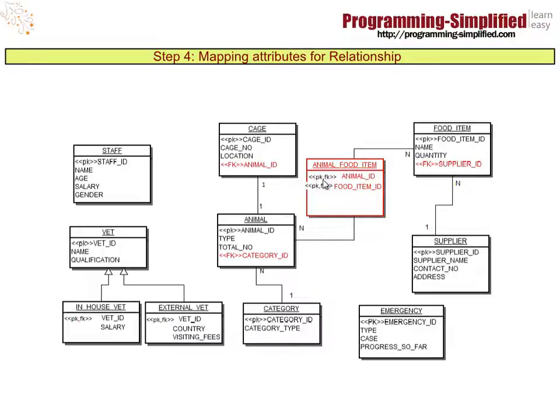Also note that the primary key also serves as a foreign key to its related table. So the animal ID mentioned over here is a foreign key to the animal ID primary key mentioned over here, and the foreign key food item ID mentioned over here is related to the primary key mentioned over here. For the generalization relationship mentioned over here, we use the same primary key name wet ID for the supertype as well as the subtype. Primary key of the subtypes also serves as a foreign key to the related primary key of the supertype.